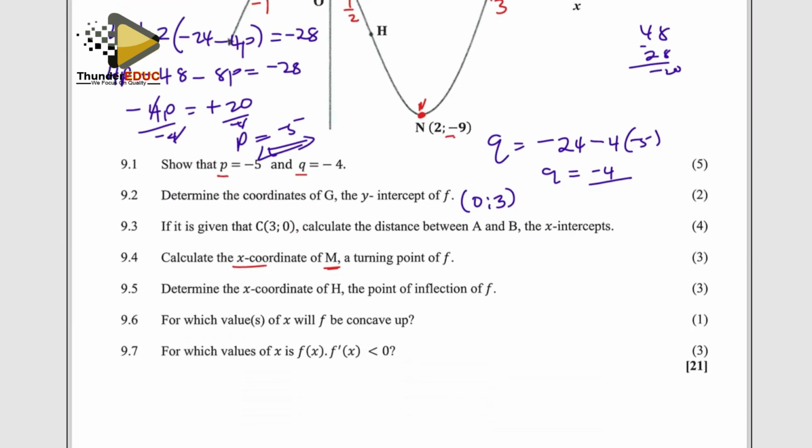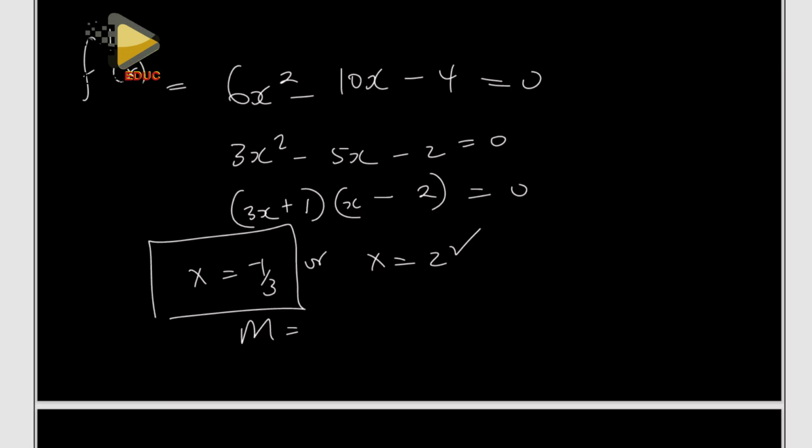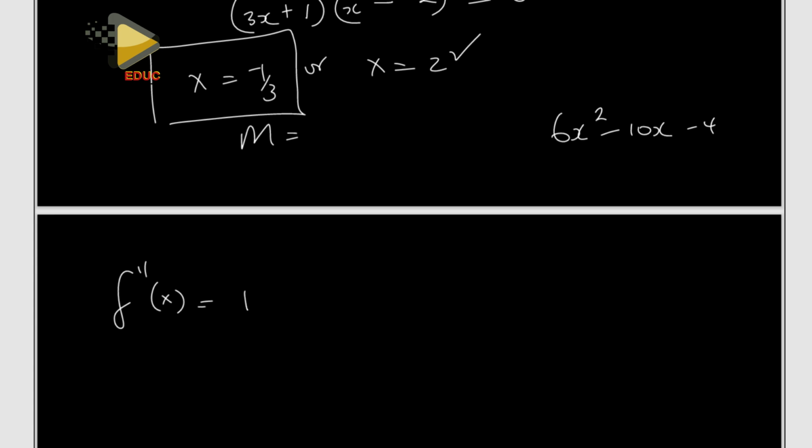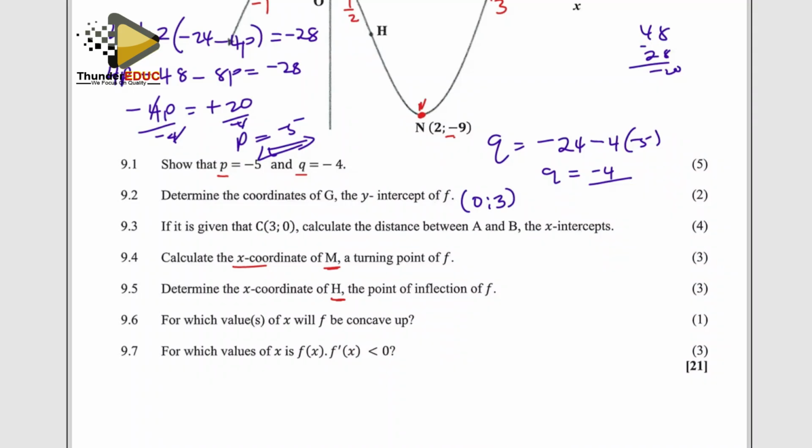Okay, then determine the x-coordinate of H, the point of inflection. So with the point of inflection, we need to find the second derivative. Okay, so our second derivative. Remember, the first derivative was 6x squared minus 10x. Is it minus 4? Yes. So the second derivative is just going to be 12x minus 10. You can equate this to 0. So 12x is 10. And then x becomes 5/6. So this point here, the x is 5/6.